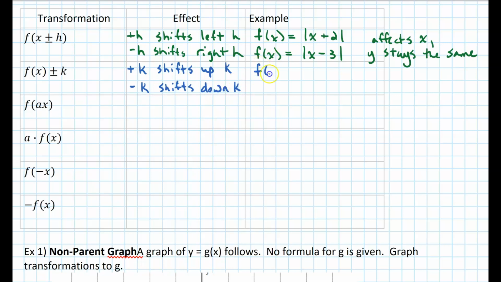So does this one not affect the x? Exactly. So this one was absolute value of x and then plus 2 on the outside. This one was the absolute value of x minus 3, and the minus was on the outside. And so yes, this affects y, and x stays the same.